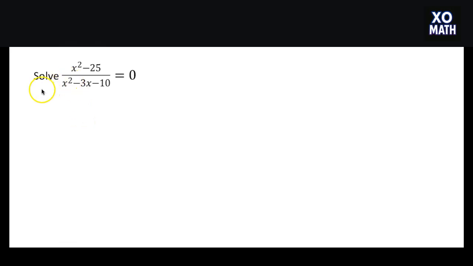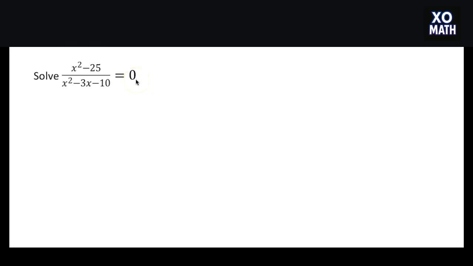And finally, we have solve x squared minus 25 all over x squared minus 3x minus 10 equals 0. So we just have one rational expression is equal to 0. And as I mentioned a moment ago, if I have a fraction, the only way a fraction equals 0 is if the numerator equals 0. So here, since I already have one fraction, we can move forward with setting the numerator equal to 0.